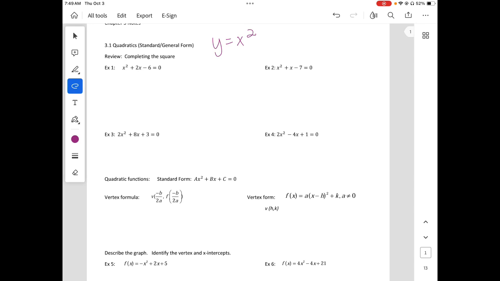So let's talk about how we can solve. We're going to start with completing the square. Let's review that. If you feel comfortable with completing the square, go ahead and do example 1 and 2, hit pause, and then come back and make sure we are on the same page. So here I go.